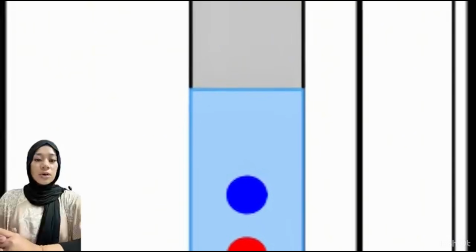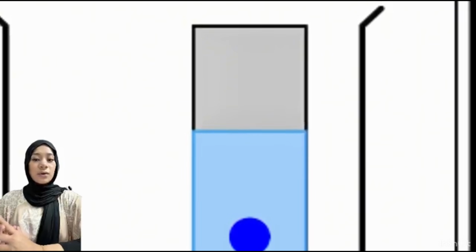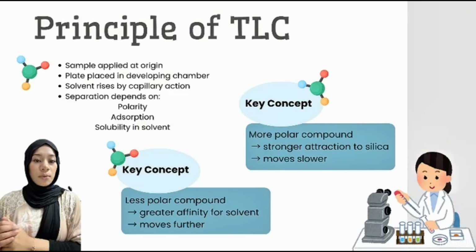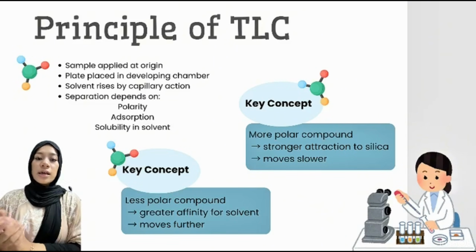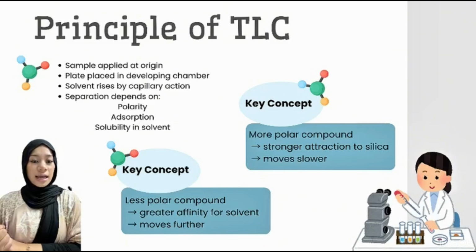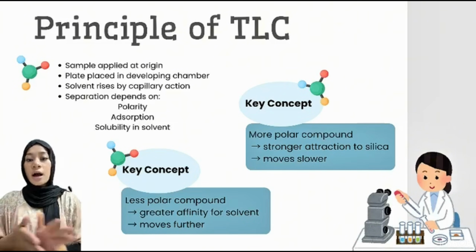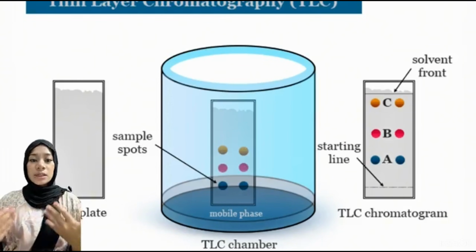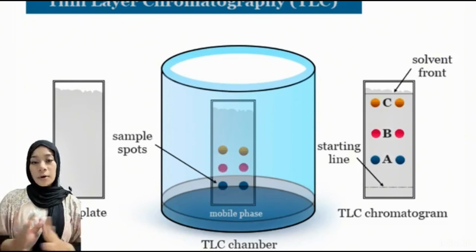Compounds that interact strongly with the polar silica gel remain on the plate for a longer time and therefore move more slowly. These are usually more polar compounds. In contrast, compounds that are more soluble in the mobile phase and that interact less with the silica travel farther up the plate. This difference in migration causes the mixture to separate into distinct spots.